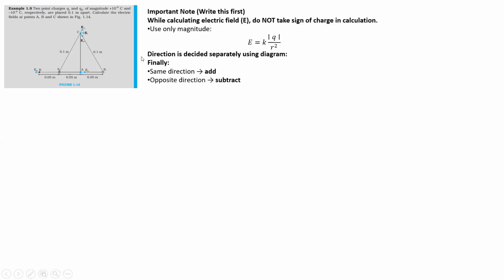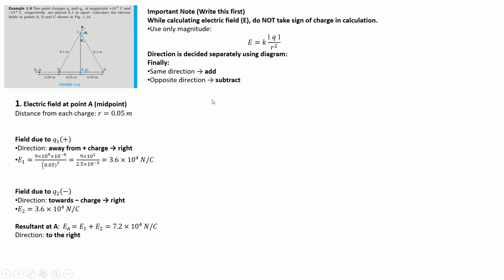First thing, the expression for electric field is E equal to KQ by R square. If two electric fields are acting in the same direction, we add them. If they are acting in different directions, we subtract them. Now, first point: electric field at point A. Where is point A? Here, at the center of the dipole.